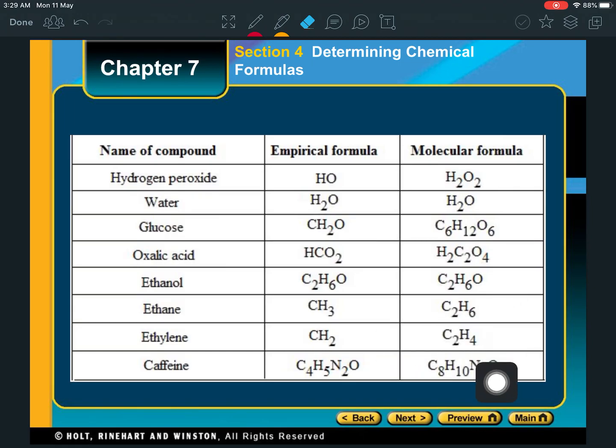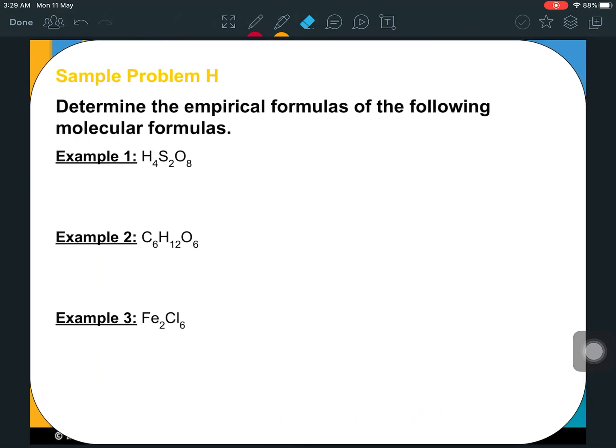All right, and I'm sure there's another example here. Ethanol's empirical formula is also the same as its molecular formula. But in almost every other one of these, you can see that this was multiplied by a certain number to give you the molecular formula. So empirical is the simplest form. Molecular is the real form of a molecular compound.